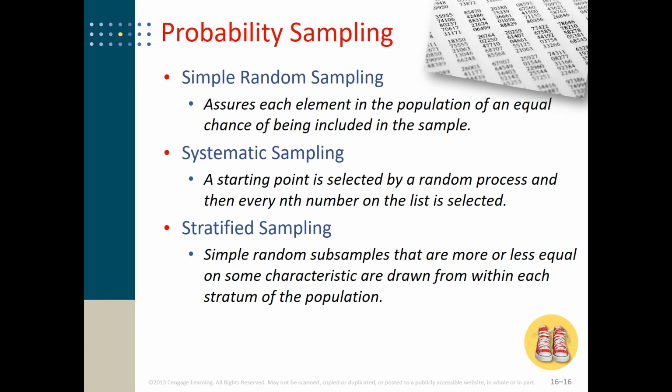So far we talked about non-probability sampling, now probability sampling. The first probability sampling is simple random sampling. This is the most widely used and the most typically used in research. In simple random sampling, each sample element has an equal chance of being selected.